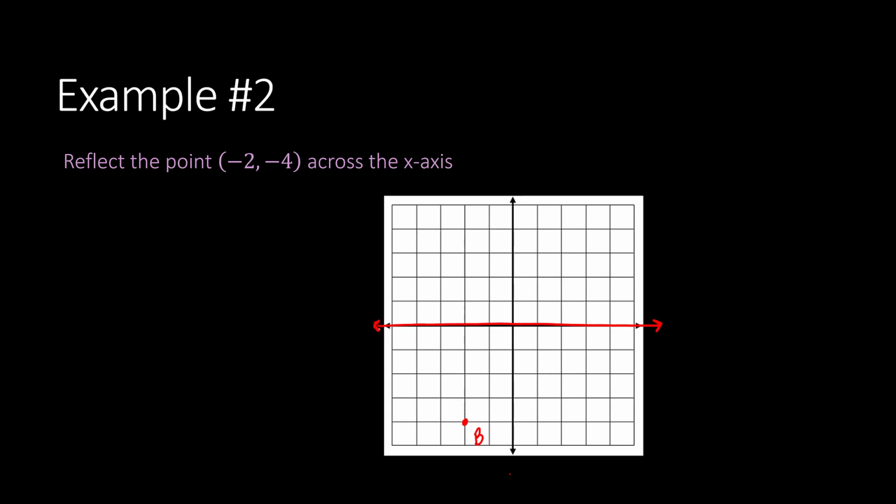Okay, B is 4 boxes below my line of reflection, so I'm going to go 4 boxes above my line of reflection. This point here would be B prime. So B prime is (-2, 4). Hopefully at this point you're starting to see this pattern evolve between counting the boxes to our line of reflection and then just duplicating it.